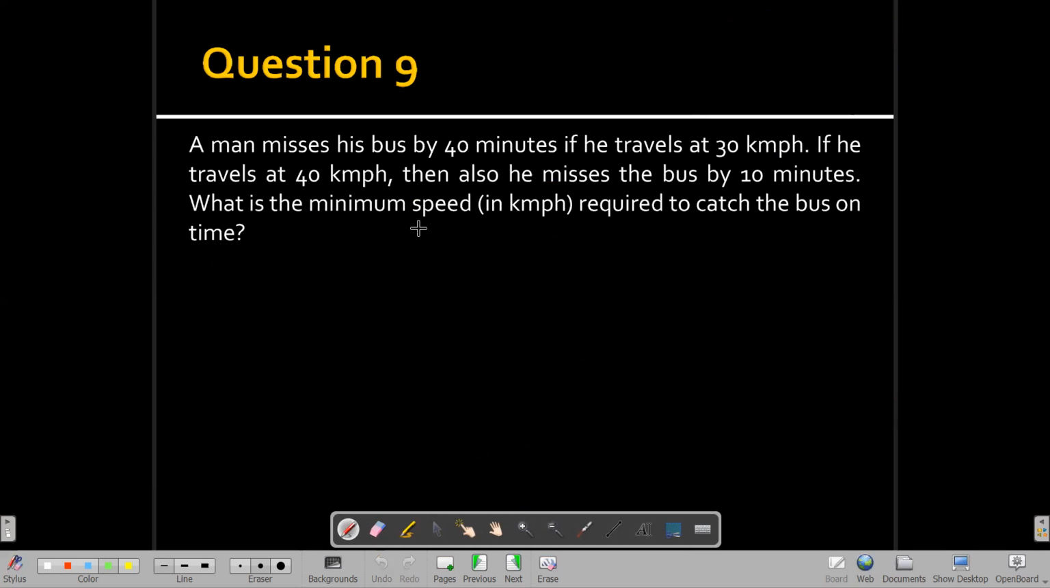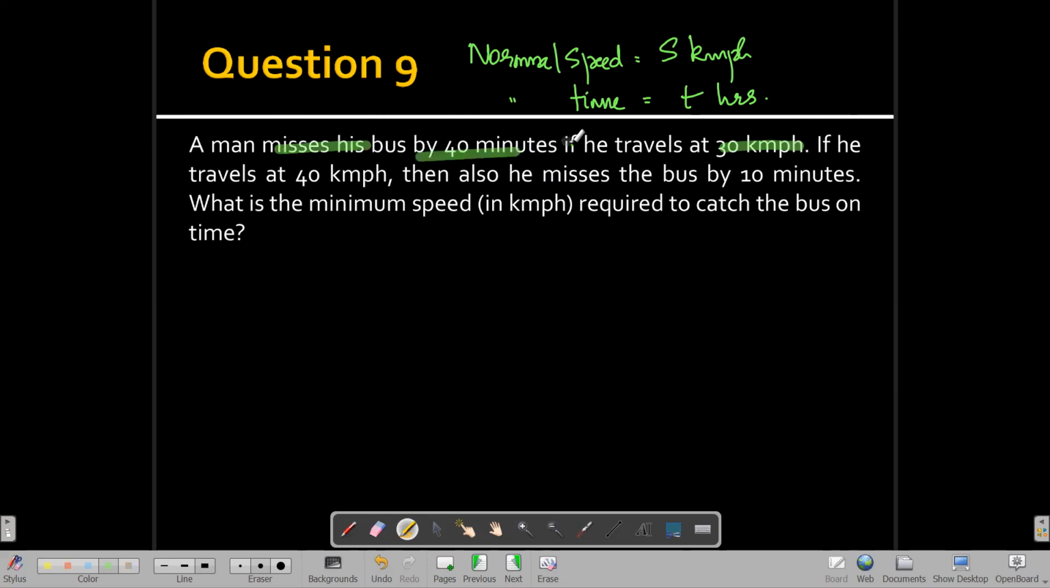Read the question carefully. For answering this question, let us assume the normal speed to be s kilometers per hour, and the normal time to be t hours. By considering the first condition, when he is traveling at 30 kilometers per hour, he misses the bus by 40 minutes. We can see that the distance remains the same, that is, the man's travel from his home to the bus stop.